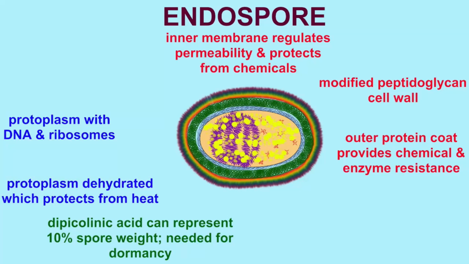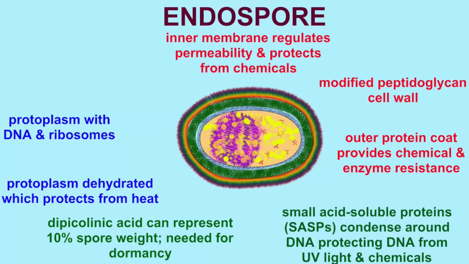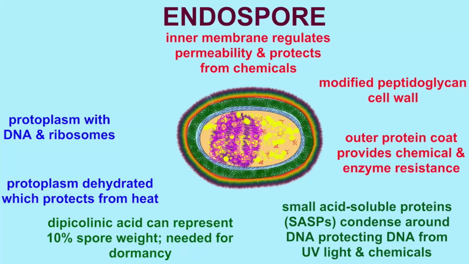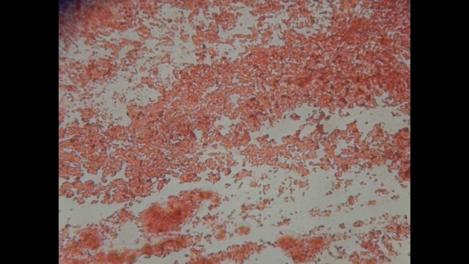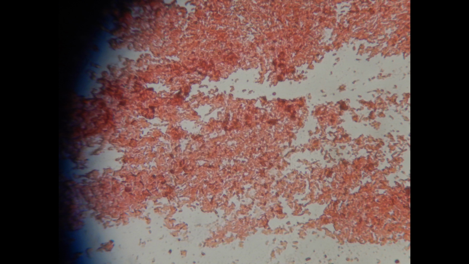Within the endospore, a specific chemical, dipicolinic acid, helps to protect the cell and is required for the dormancy period. This can represent up to 10% of the dry weight of the spore. In addition, there are other specialized proteins, including the small acid-soluble proteins, which help to condense around the DNA and help to condense the DNA, protecting it from UV light and specific chemicals.